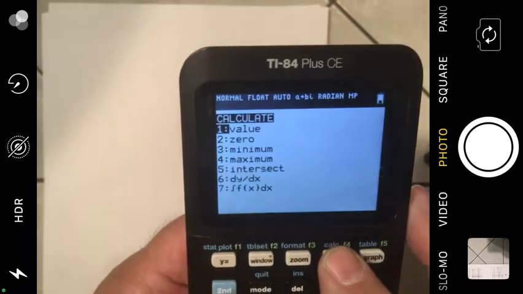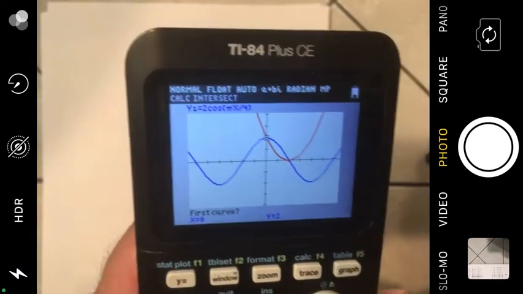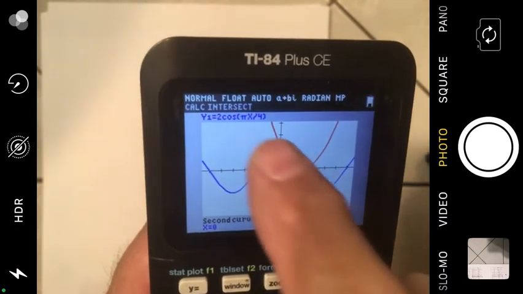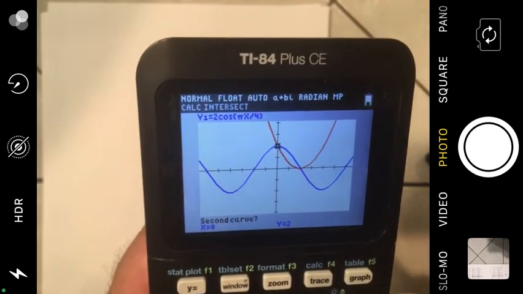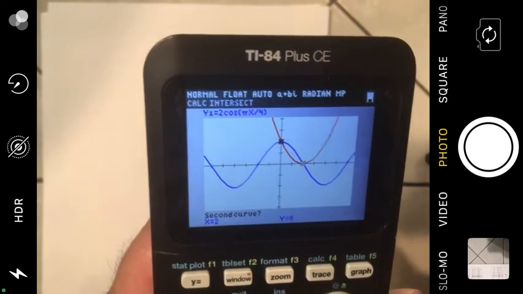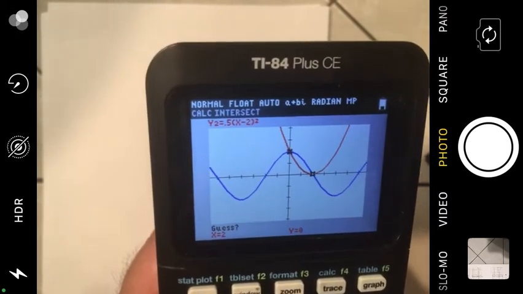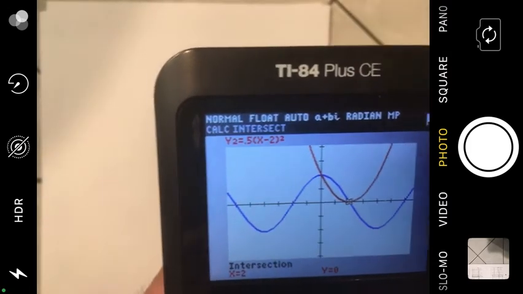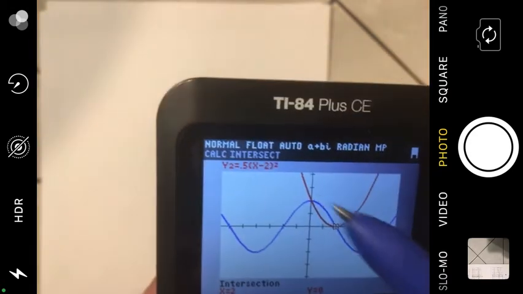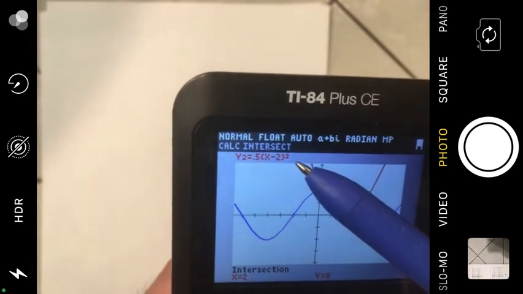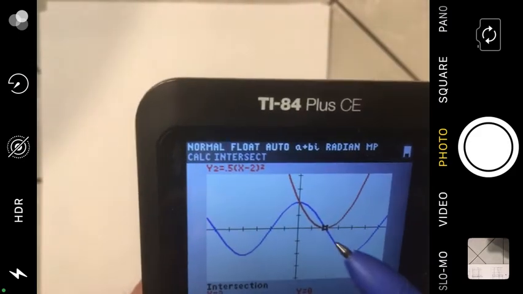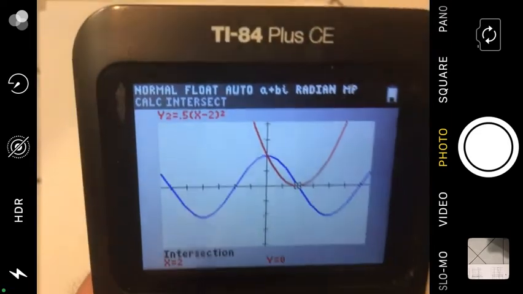And then I can go second, calculate, intersect again. Is that one of the curves? Yes, I press enter. Is that the second curve? Yes. Then I'm going to move close to where I want to find that one, and press enter. And that's my guess. And it says, yes, 2, 0. So the two different equations have to show up here, and then you move close to where you want to find the intersection, and it will find that intersection for you. Okay, so I'm going to make a quick sketch here.